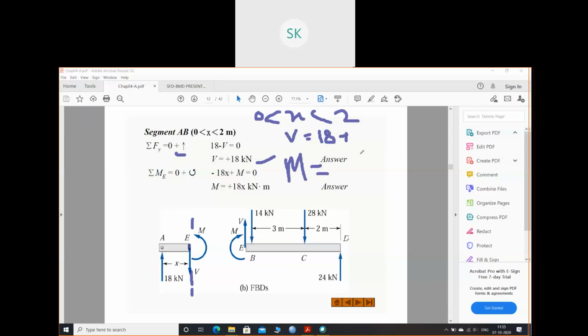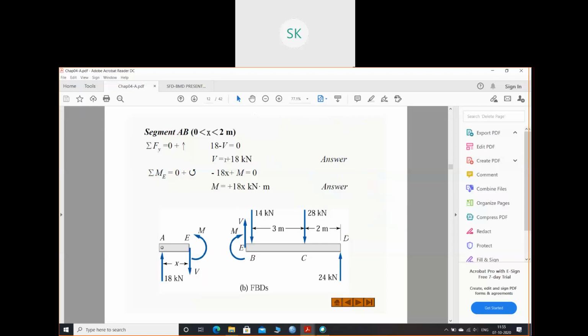But you will have two moments. At x equals 0, your moment will be 0. But at x equals 2, you will get a moment. How? 18 into 2. Understood this part? For 0 to 2, we have found the shear force.